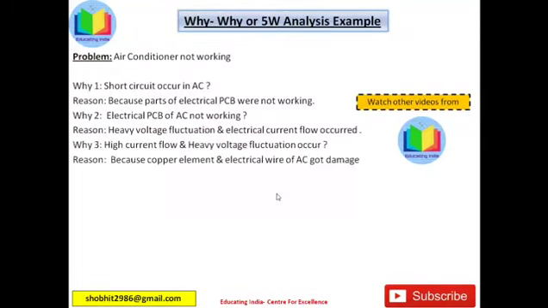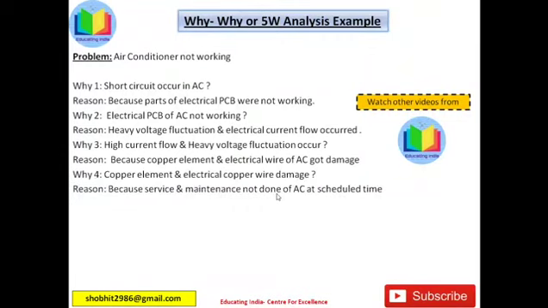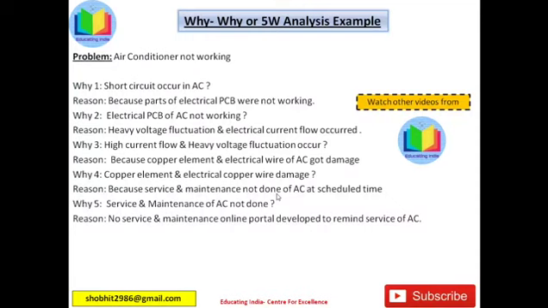Why do heavy voltage fluctuation and current flow occur? Because copper element and electrical wire of AC got damaged. Why did copper element and electrical wire get damaged? Because service and maintenance of AC was not done at scheduled time. Why is service and maintenance not done? Because there is no online portal which reminds that AC service is due.